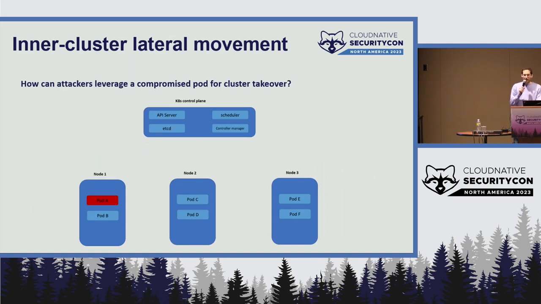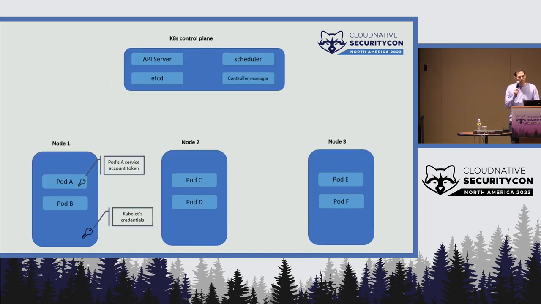And the question is, how can attackers leverage the compromised pod that they have access to gain cluster takeover? In other words, which tools does the attacker have to move laterally in the cluster? Here we can see two identity types that we have inside the clusters. The first one is the service account that is used by pod A. If the attacker has access to pod A, obviously they also have access to the service account token of pod A. And the second one is the node's identity that is used by kubelet.